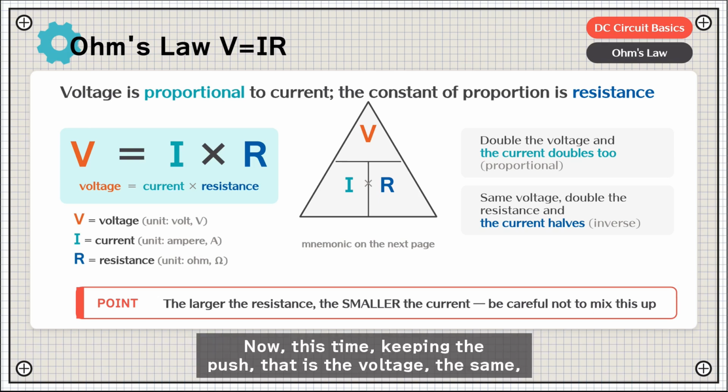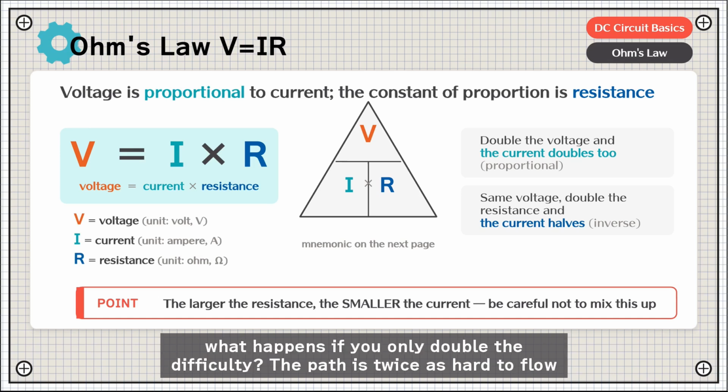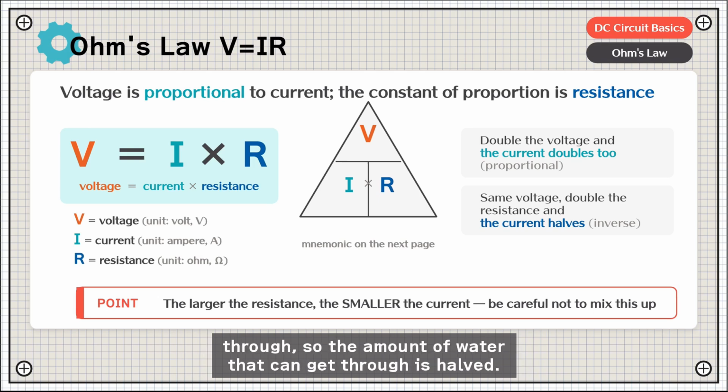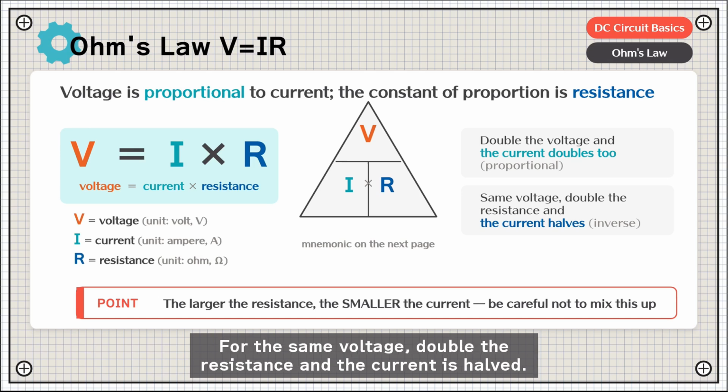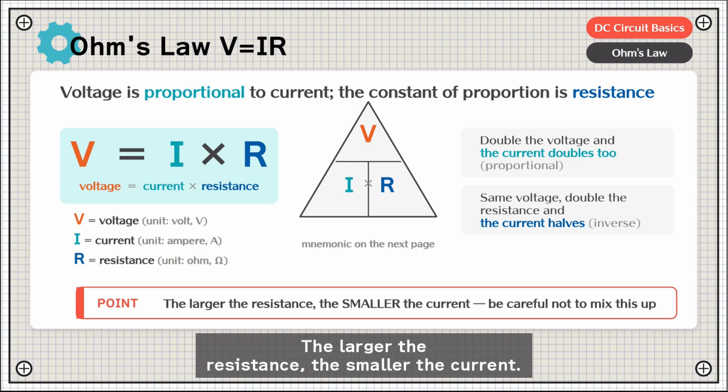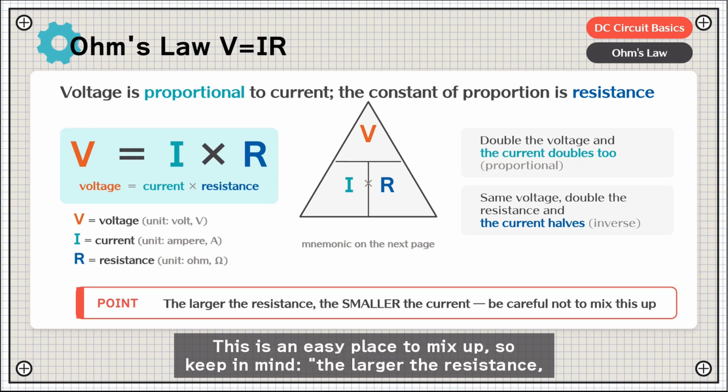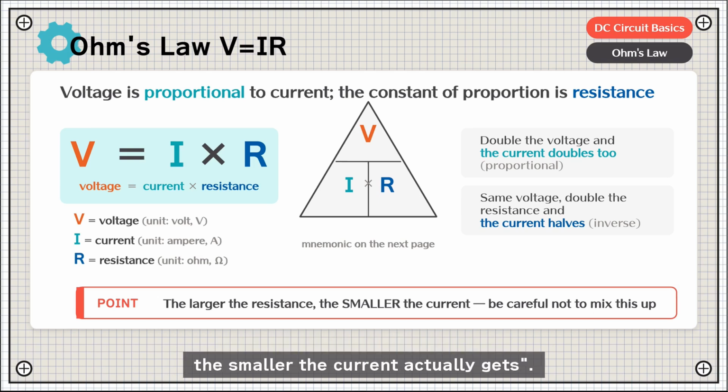Now this time keeping the push, that is the voltage, the same. What happens if you only double the difficulty? The path is twice as hard to flow through. So the amount of water that can get through is halved. For the same voltage, double the resistance and the current is halved. The larger the resistance, the smaller the current. This is an easy place to mix up, so keep in mind, the larger the resistance, the smaller the current actually gets.